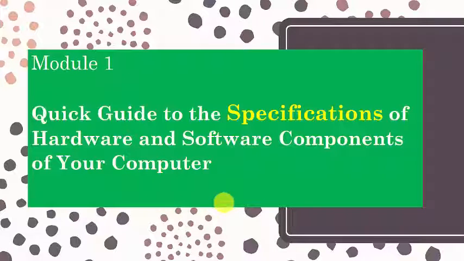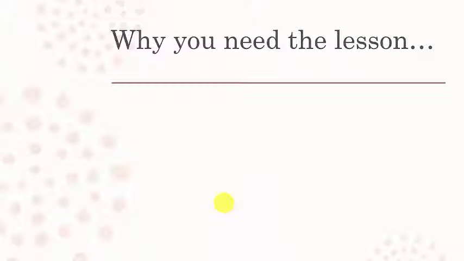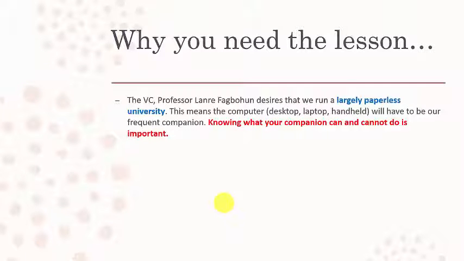So let us take a quick dive into this module: quick guide to the specifications of hardware and software components of your computer. Why do you need this lesson? I think we need this lesson for a host of reasons, and we'll give you three of them. First, Mr. Vice Chancellor says, let's all run a largely paperless university. It means we'll be going about with our laptops, handheld devices, and using our desktops in our offices. Now, knowing what your companion can and cannot do, we believe is important.